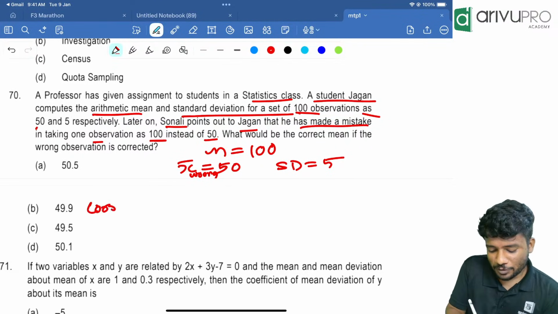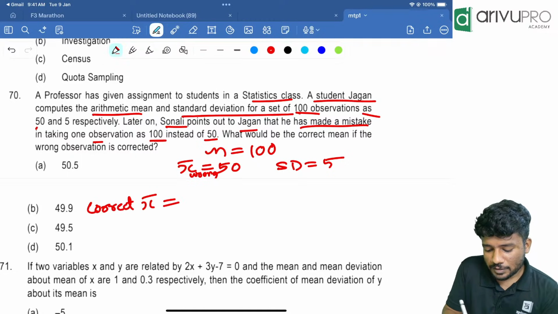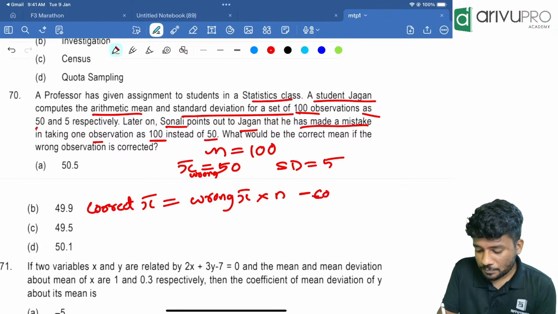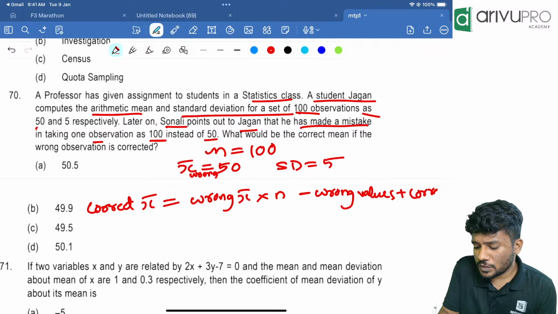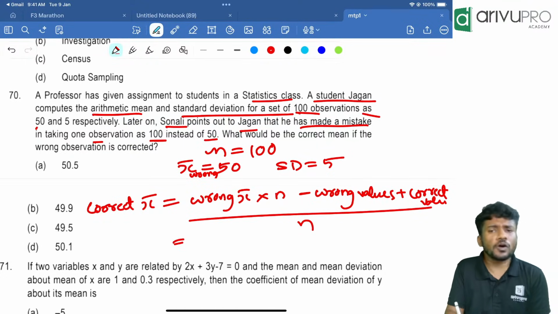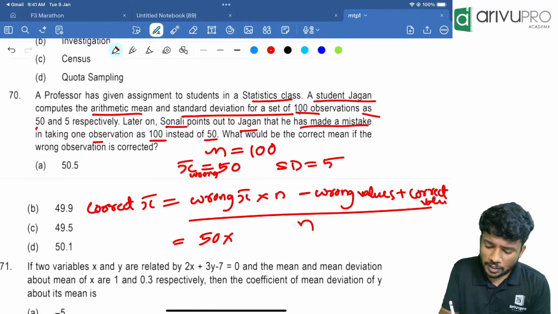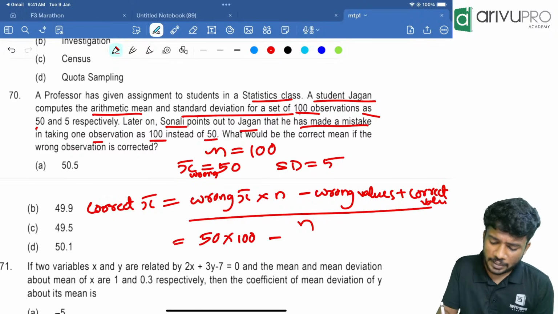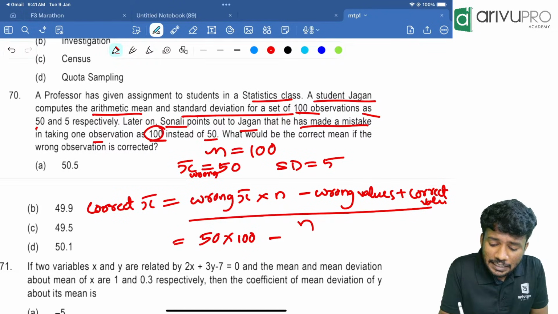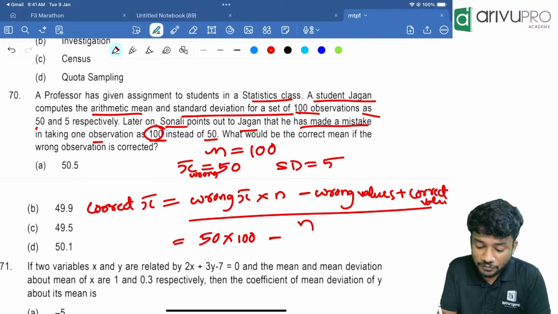What is the formula I told you? The corrected x bar is equal to wrong x bar into number of observations minus wrong values. We are reducing the wrong value plus the correct value, divided by total number of observations. Here wrong x bar is how much? 50. Total how many observations are there? 100. Minus wrong value is how much? One observation is taken as 100 instead of 50. Instead of 50 you took it as 100.